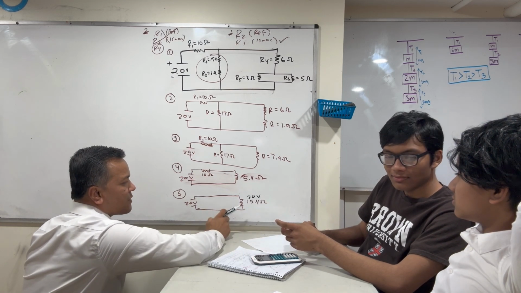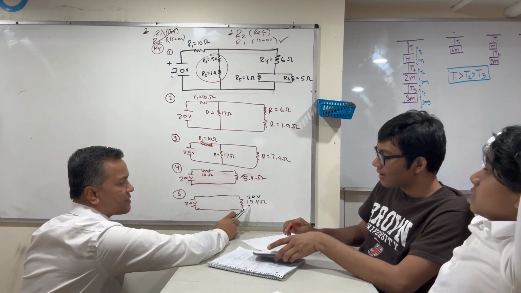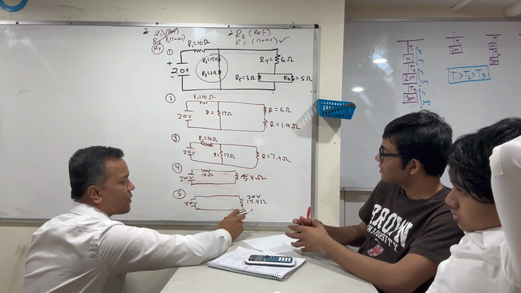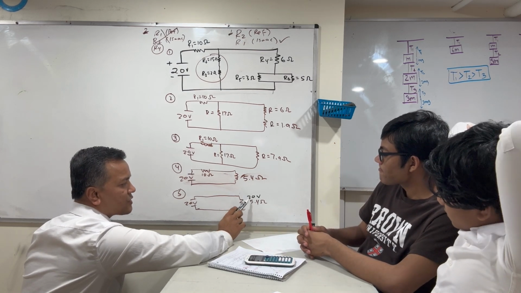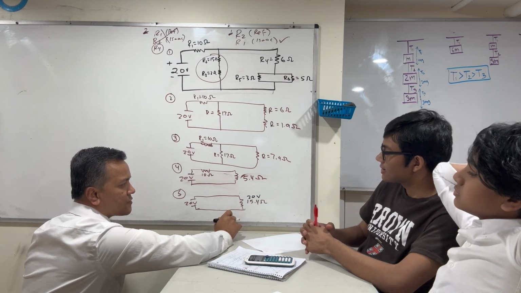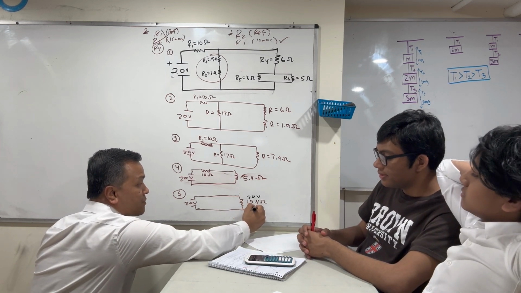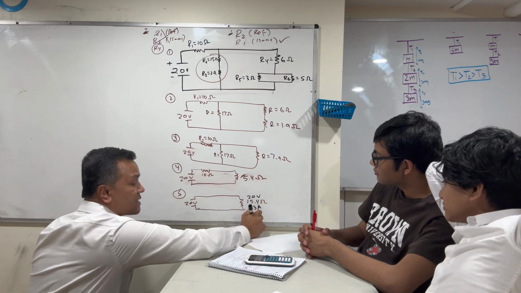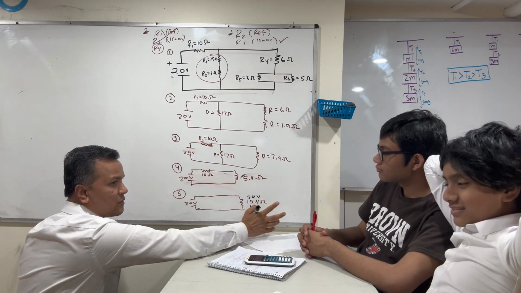Raf, can you tell me what is the current flowing over here? 1.3. The current is voltage divided by resistance. So 1.3 amps. You must include the SI unit. If you don't, then you lose.